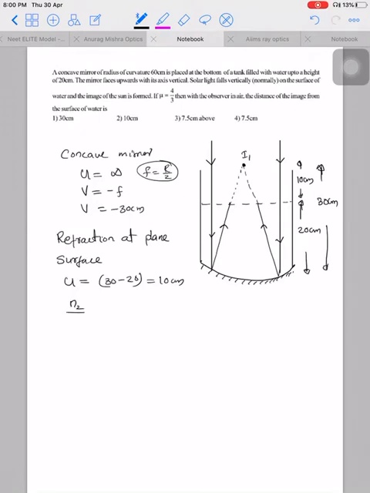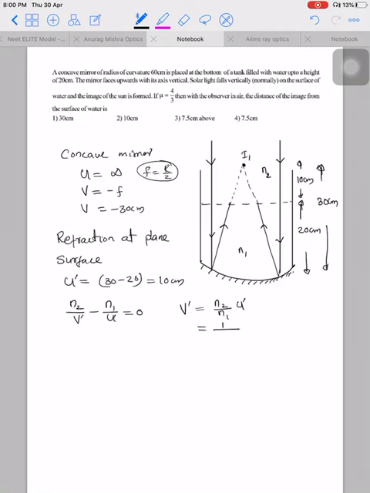From the equation n2 by v minus n1 by u is equal to 0. This is the equation of refraction at the plane surface. So image distance we can represent as v dash and u dash. V dash is equal to n2 by n1 into u dash. N2 is the refractive index of the second medium. It is here air. And n1 is the refractive index of the first medium. It is the refractive index of water. Because light is traveling from water to air.